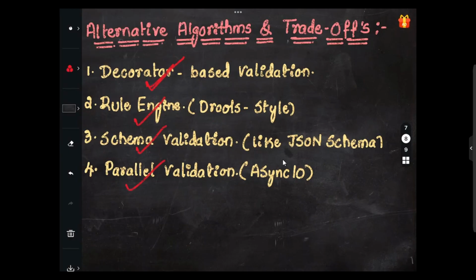The final one is parallel validation, right? Parallel validation in the sense that we can make use of async IO. What it does is validate multiple fields concurrently. This is one of the advantages. The main trade-off here is it is faster for larger inputs, but it adds asynchronous complexity. So this one we have to keep in mind. These are some of the alternative algorithms that we can think of, and we have discussed them along with the trade-offs, right? So this is fine.